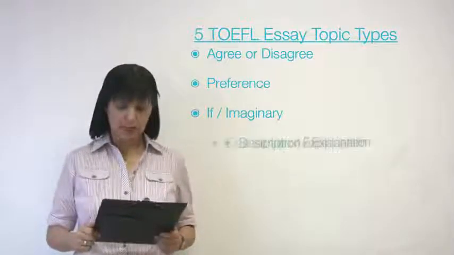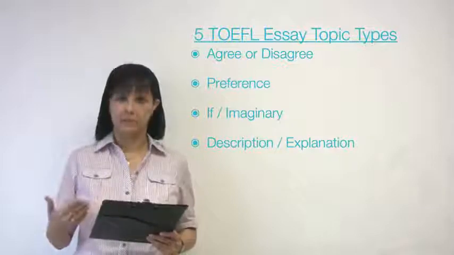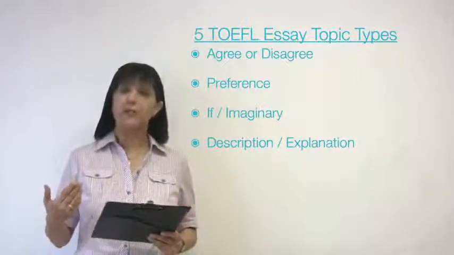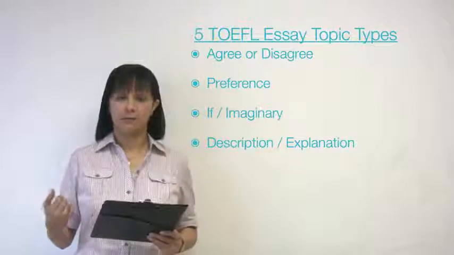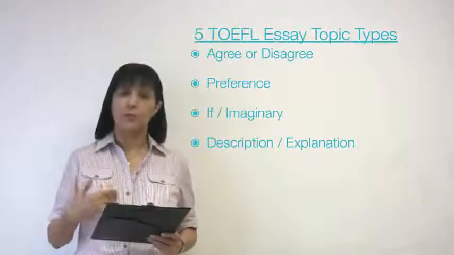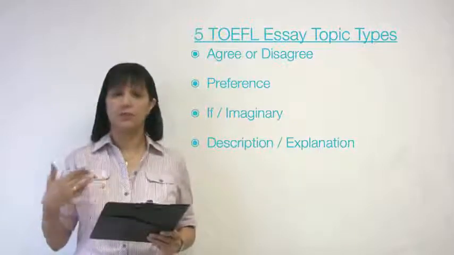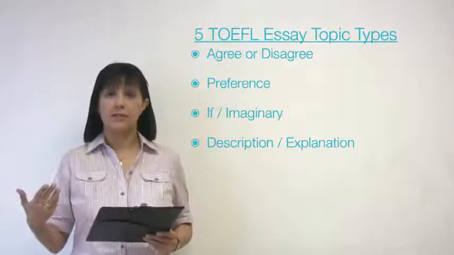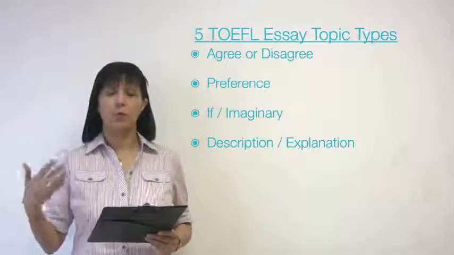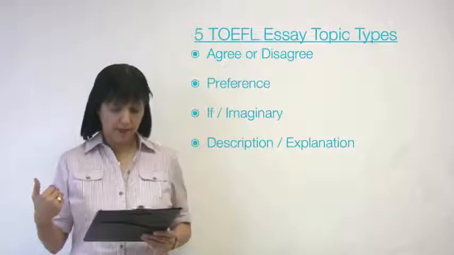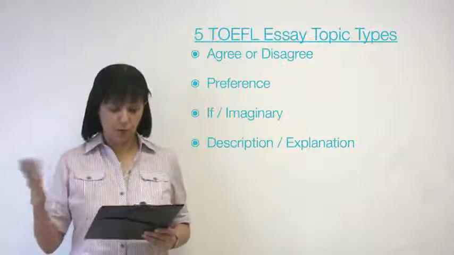The fourth one is a description or explanation type of question. For example, what are the characteristics of a good neighbor? Or what are the characteristics of a good boss? Or what are the characteristics of a good parent? This is something where you're asked to describe or explain whatever is asked of you. All right? So these are the first 4 types of questions.